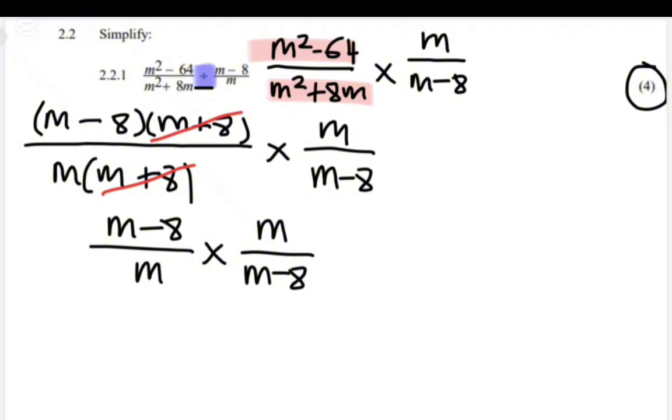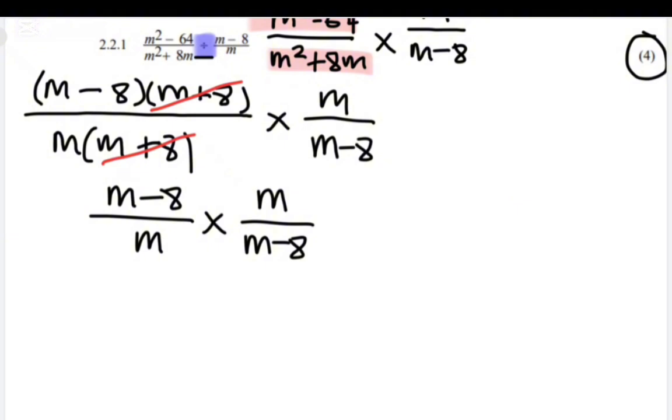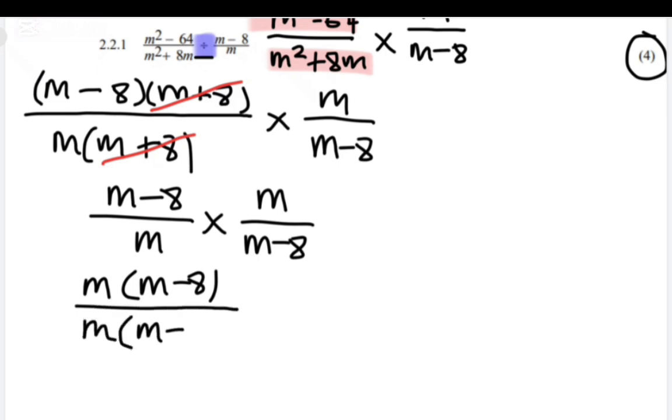So what we're going to do next here, we know multiplication. What does multiplication do? It says that a denominator has to be multiplied with a denominator, and the numerator has to be multiplied with a numerator. So here, this m minus 8 has to be multiplied with what? With m. And then the numerator is going to be m over m minus 8.